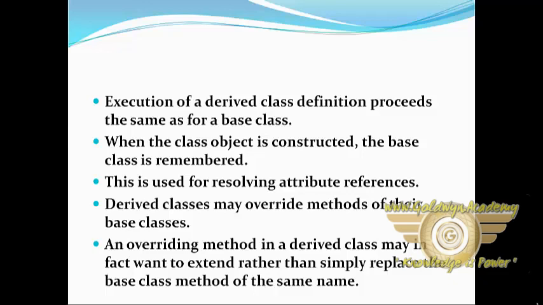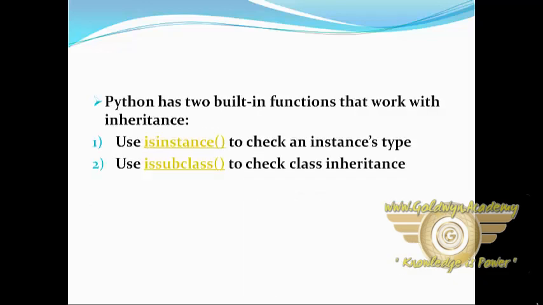Derived classes may override methods of their base classes, because methods have no special privileges when calling other methods of the same object. A method of a base class that calls another method defined in the same base class may end up calling a method of a derived class that overrides it.